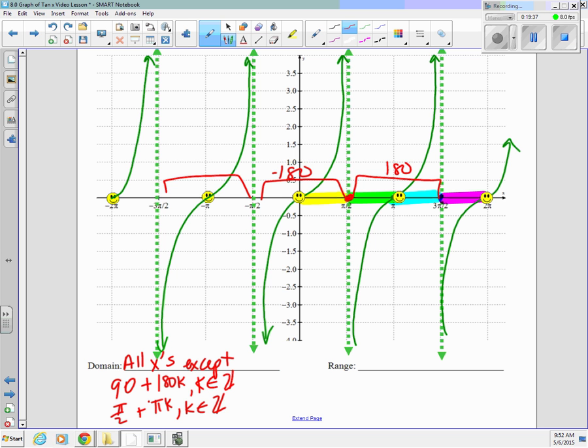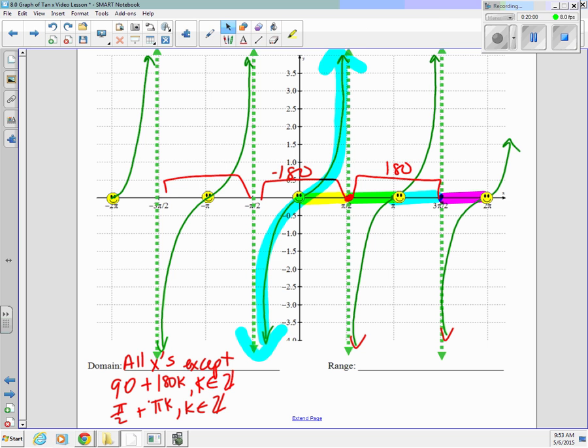The range, on the other hand: if I look at just one basic cycle of this, that graph encompasses every y value. There is no y value that's missed, because I can make tangent as small or as big as I want by making sure the angle is in the appropriate range. So the range is all real numbers.